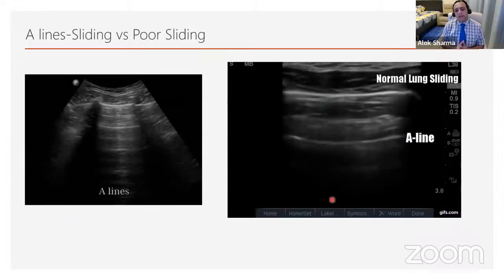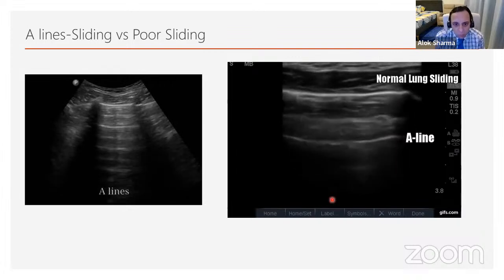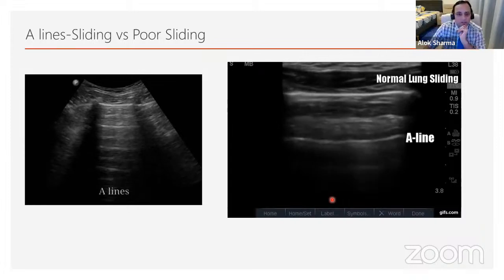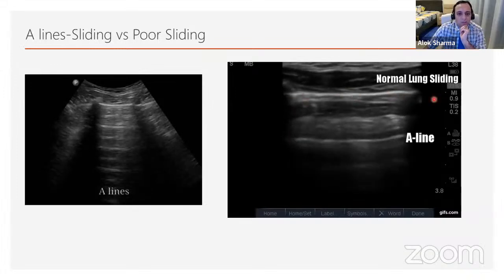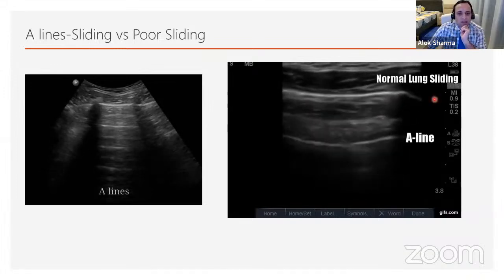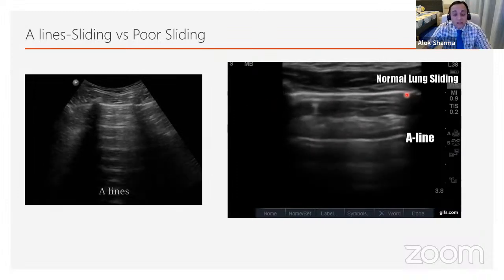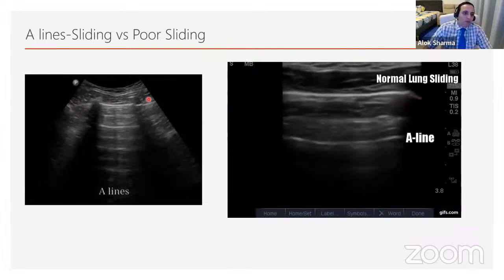What is important is that you are able to see lung sliding, because lung sliding is the marker of normal lung. It indicates that the baby is breathing and the pleura is moving with inspiration and expiration. The reason lung sliding occurs physiologically is because parietal pleura moves over visceral pleura. Now, if you have a pneumothorax, you'll have air between the parietal and visceral pleura, which means you cannot see lung sliding because the pleural margin is separated. But again, what you can see here is sliding.